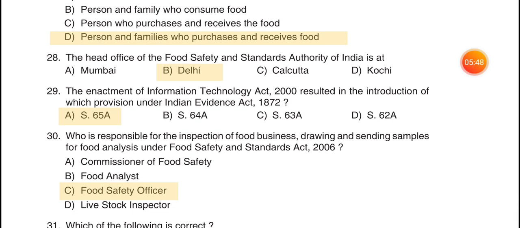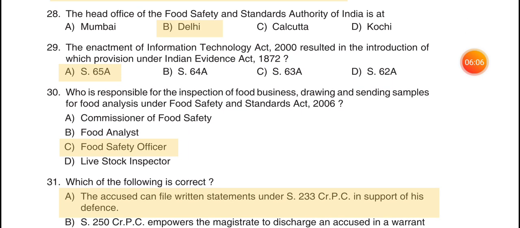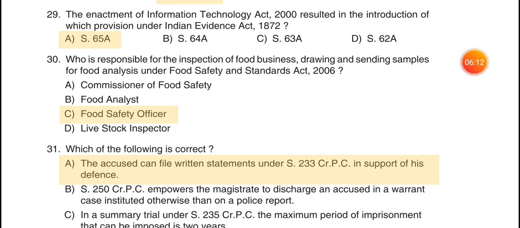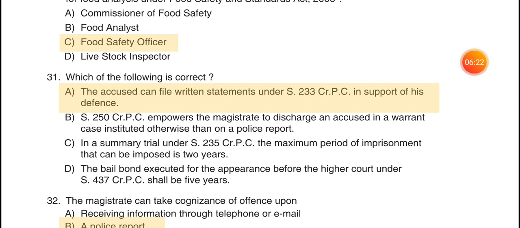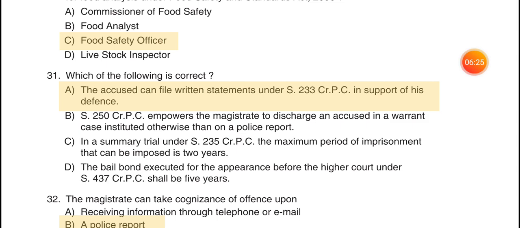28. The head office of the Food Safety Standard Authority of India is at option B. Delhi. 29. The enactment of Information Technology Act 2000 resulted in the introduction of which provision under Indian Evidence Act 1872? Option A. S65A. 30. Who is responsible for the inspection of food businesses, drawing and sending sample for food analysis under Food Safety and Standard Act 2006? Option C. Food Safety Officer. Which of the following is correct? Option A.